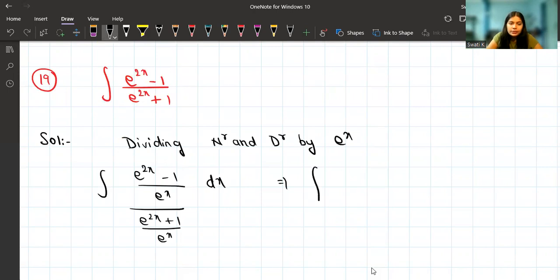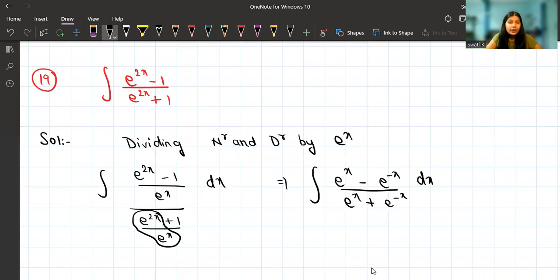Now, if you simplify this using the property of exponent, it will simply become e raised to 2x minus x, that is x, minus 1 upon e raised to x. Of course, it will become e raised to minus x upon this. If you simplify e raised to 2x upon e raised to x using the property of exponent, this will become e raised to 2x minus x, that is e raised to x, plus 1 upon e raised to x, that is e raised to minus x.